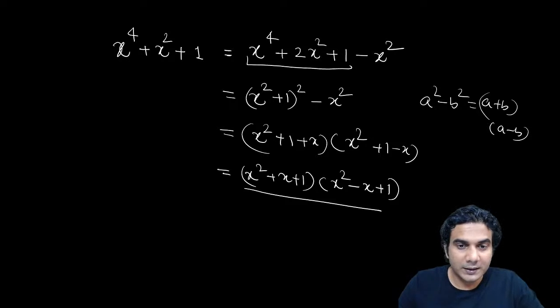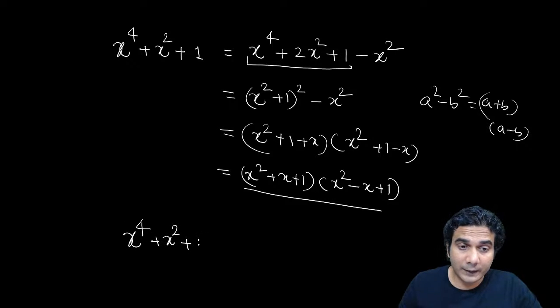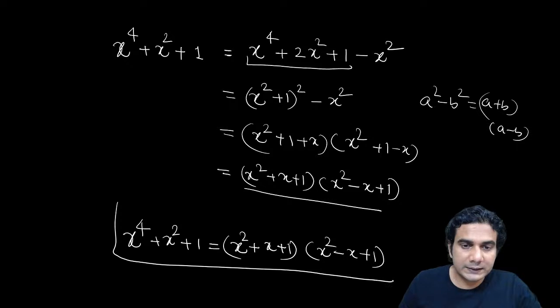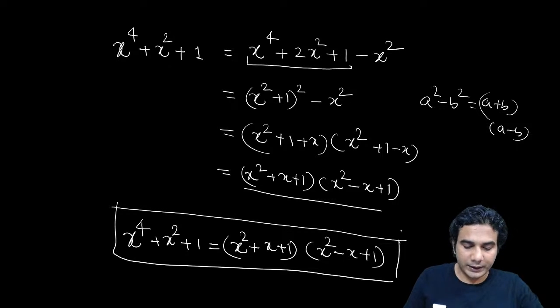These factors are very important. We are going to use these factors in many chapters. Try to remember this expression. I'll write it again. I'm asking you to remember this: x raised to 4 plus x square plus 1. And if you don't remember it, then at least remember the method to factorize it. That is also good enough. So this is the result which we need to remember.